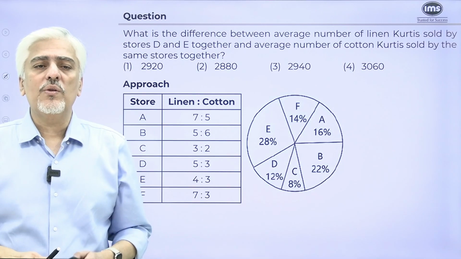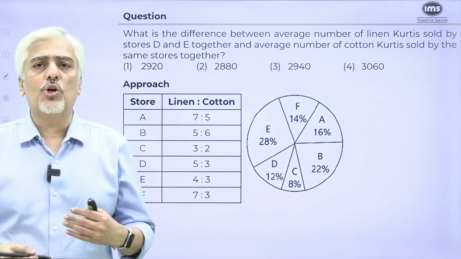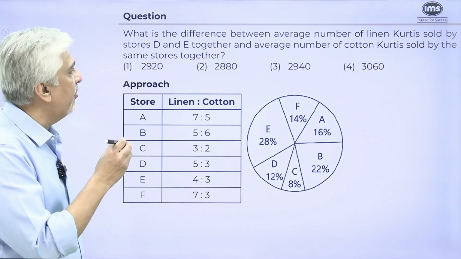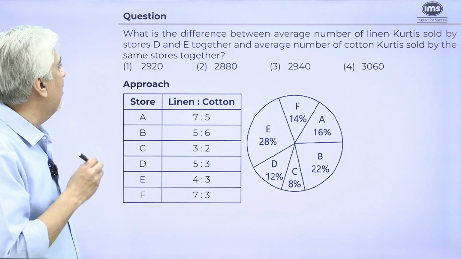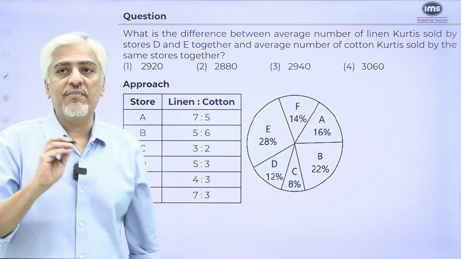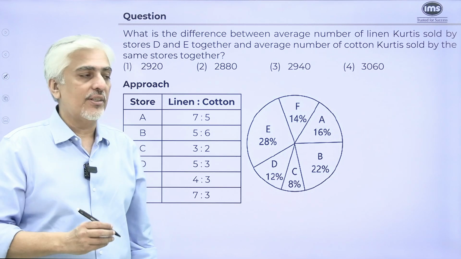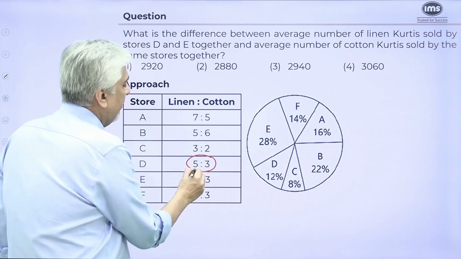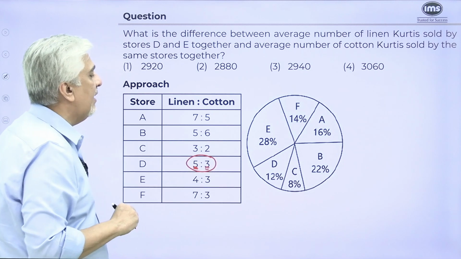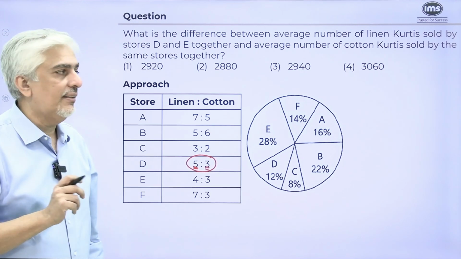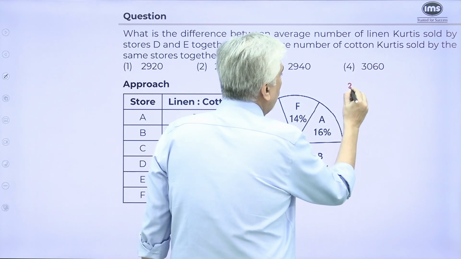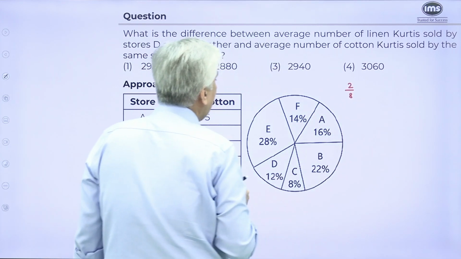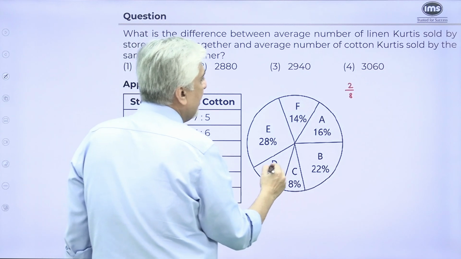Now, in the third question, we require the value 84,000. Also, there is slightly more calculation comparatively. What have they asked for? The difference between the average number of linen kurtis sold by stores D and E together and the average number of cotton kurtis sold by D and E together. Let's look at store D first. For store D, linen is 5 and cotton is 3, so the difference will be 2 parts, which is 2 out of 8. The difference is 2 by 8 of how much? For store D it is 12.